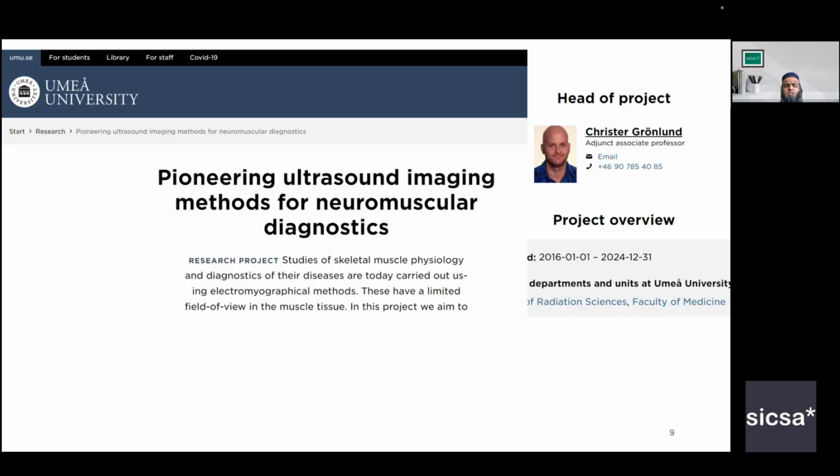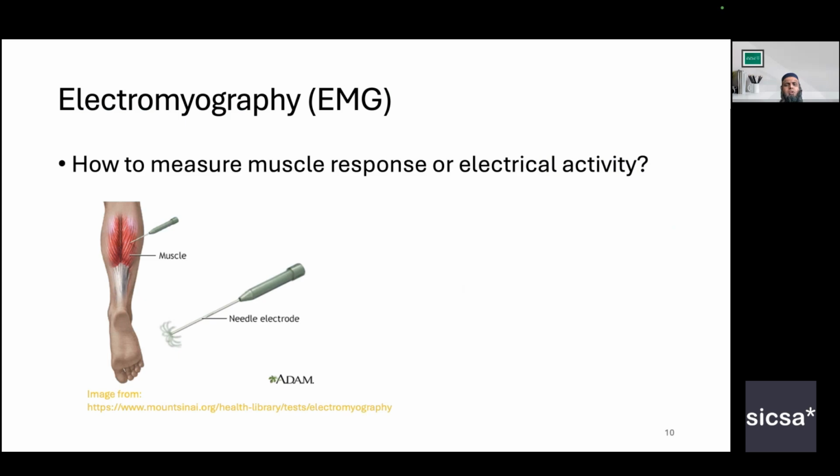So this project that I'm going to discuss was led by Christer. It's a giant project related to ultrasound imaging methodologies. So we are going to talk about a specific case study here. When we study human muscles, typically the way they would do it in clinics is basically through an invasive approach, by inserting needles under the skin.